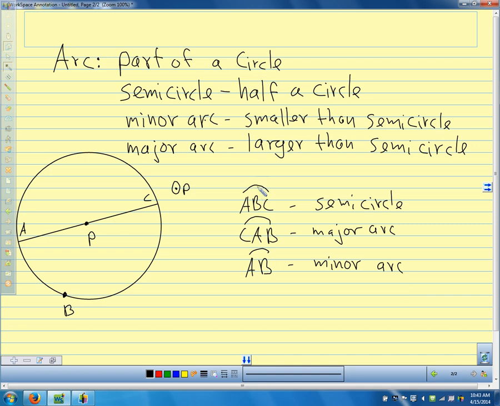So to name our arcs, we use the arc symbol. For a semicircle and a major arc, we use 3 letters. We use the endpoints and a point between. And the letters tell us which direction we're going around the circle. And for a minor arc, we just use 2 points. This tells us that we go from point A to point B along the circle.